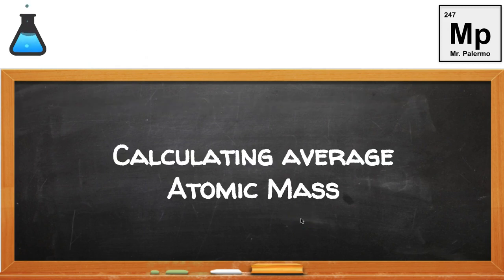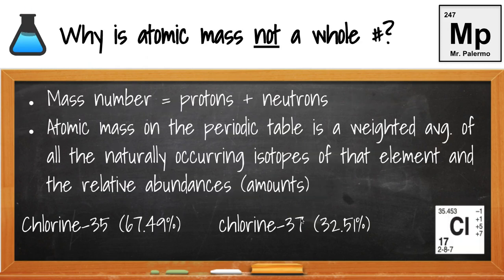Now let's look at calculating the average atomic mass. So when we look at the periodic table, why isn't the atomic mass a whole number? Well, mass number, that's the number of protons plus neutrons, are going by number of particles. That's going to be a whole number. The atomic mass that's on the periodic table is a weighted average of all the naturally occurring isotopes that exist of that element and the relative abundances, meaning the amount of them.